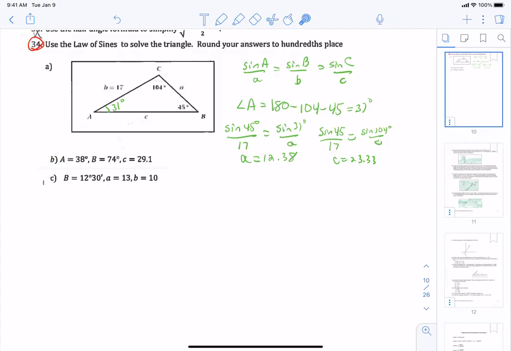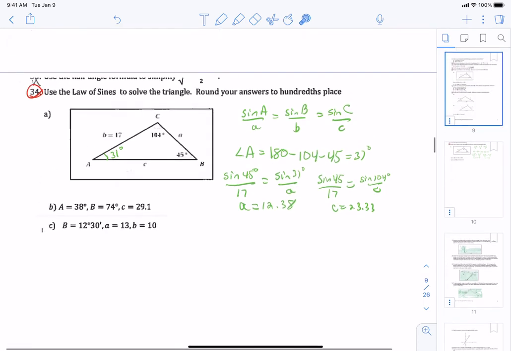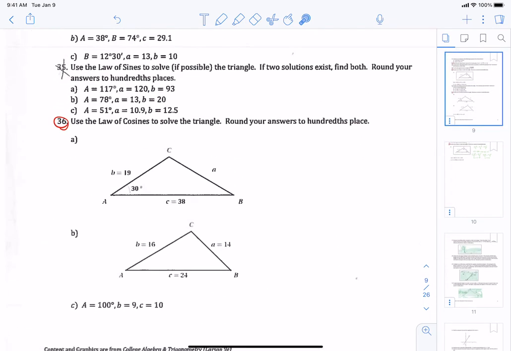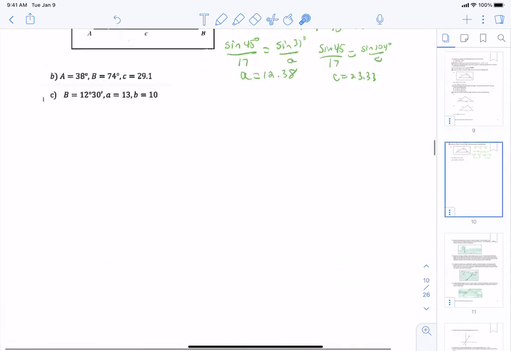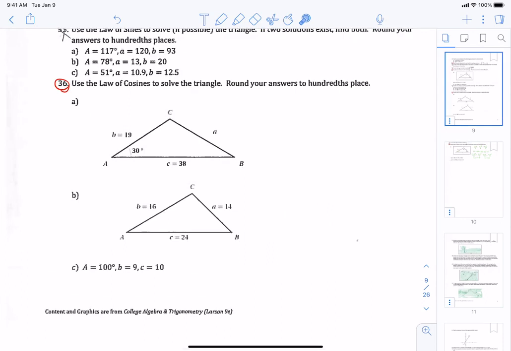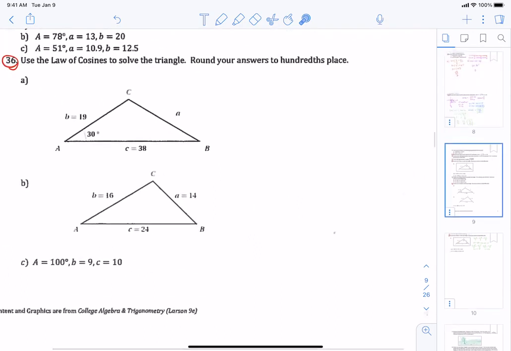Okay, I want to do a law of cosines with you because that's on the test as well. So the law of cosines 1, I will do with you, 36A, and again, you need to finish B and C. Let's do 36A. Okay, so let me tell you what the law of cosines says. So there are 3 versions, but you really only need kind of one, but if you want to write these down, we're going to go A squared equals B squared plus C squared minus 2BC cosine of angle A.